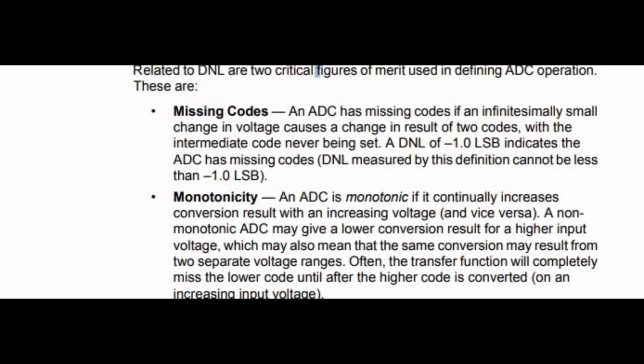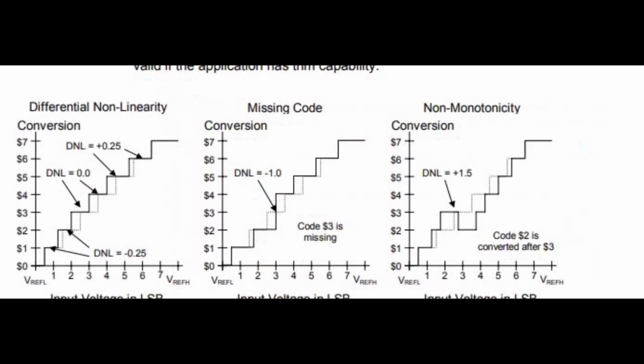So next one is differential non-linearity. There are two critical figures of merit which are used in defining the ADC operation. One is a missing code. What does missing code mean? An ADC has a missing code if an infinitesimally small change in the voltage will cause a change in the results of two codes, with the intermediate code never being set. So a DNL of minus 1 LSB indicates the ADC has a missing code.